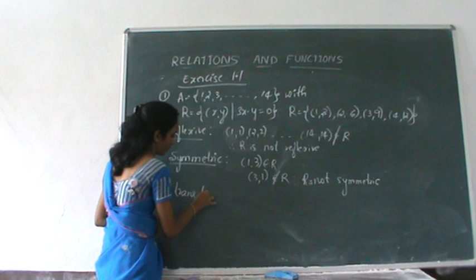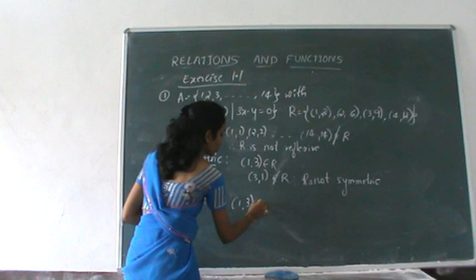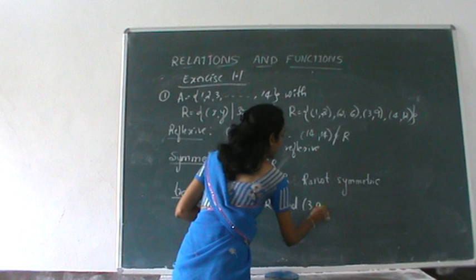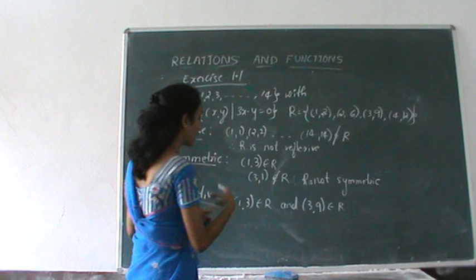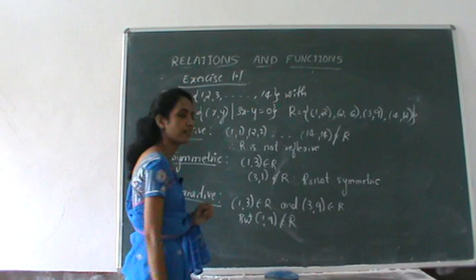transitive relation. Here, (1, 3) belongs to R. We have (1, 3) in this relation, and (3, 9) belongs to R. We have (x, y) belongs to R and (y, z) belongs to R, but (1, 9) does not belong to R. Therefore, this relation is not transitive.